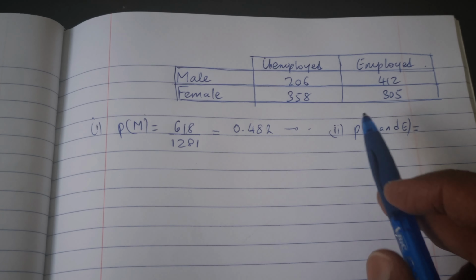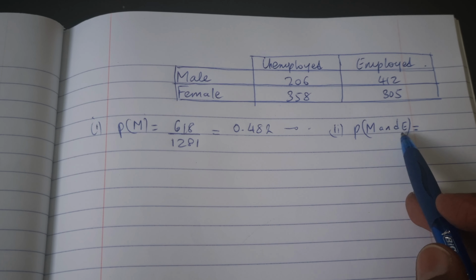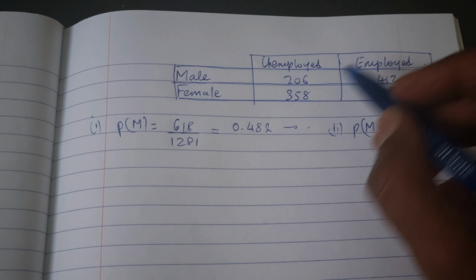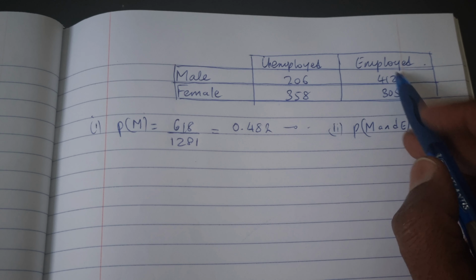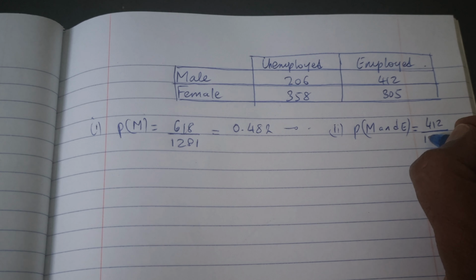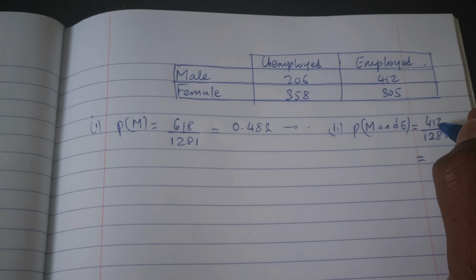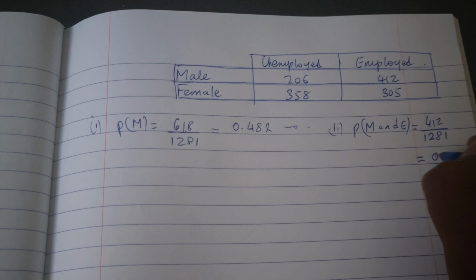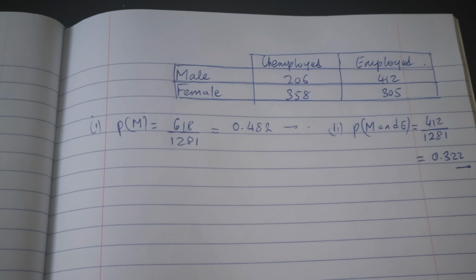The second part, we need to find the probability that the person is a male and is employed. Male and then employed, so we've got 412 of them, so that's 412 over a total of 1281, and you should be able to get 0.322 to three significant figures.